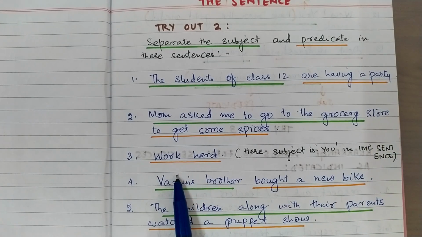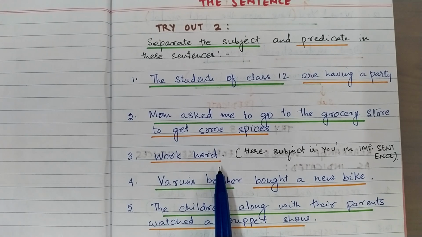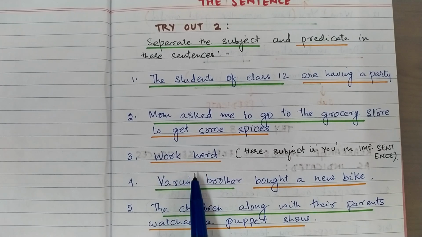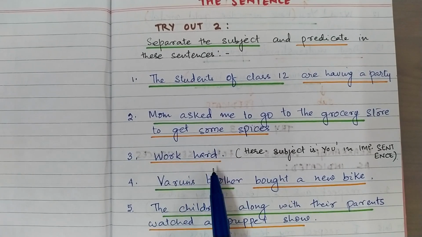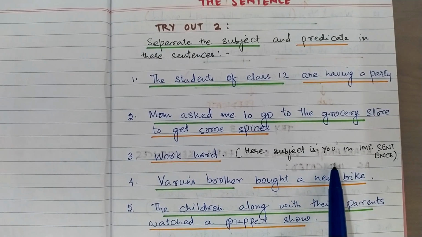Next, children, work hard. Now here I am saying that the subject is you because this is an imperative sentence. I am asking you to work hard. So here work hard is just the predicate and it is understood that the subject is you.